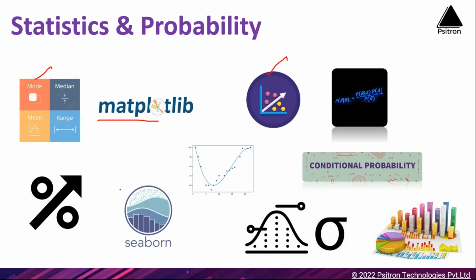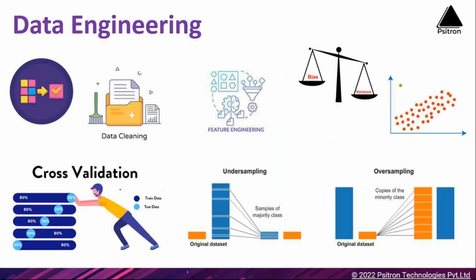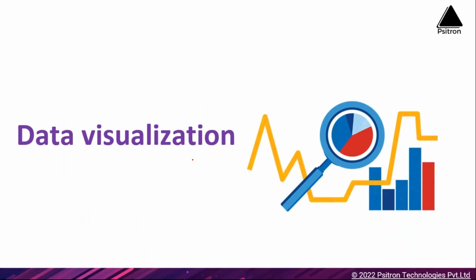Many different things, right? Then comes data engineering. What is data engineering? Your real-time data comes with a lot of garbage, so you need to do a lot of cleaning. We call it data cleaning. Then feature engineering and cross validation, which we also call k-fold cross validation techniques, just checking the bias and variance in your data. So you need to be aware of data engineering, then of statistics and probability, and then obviously understanding data visualization.